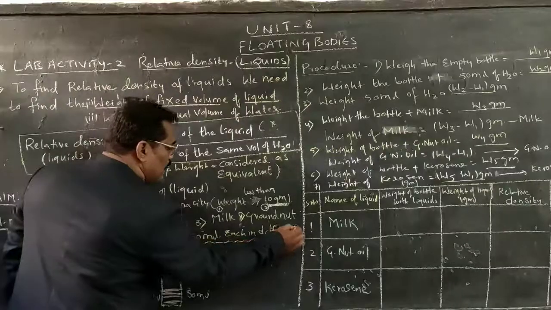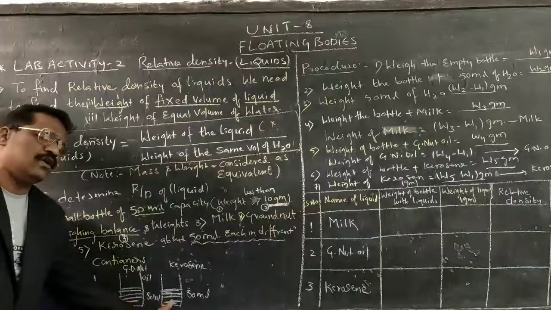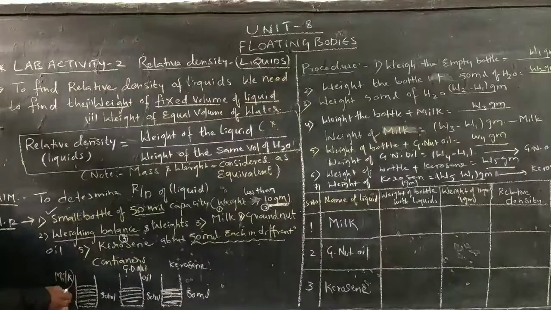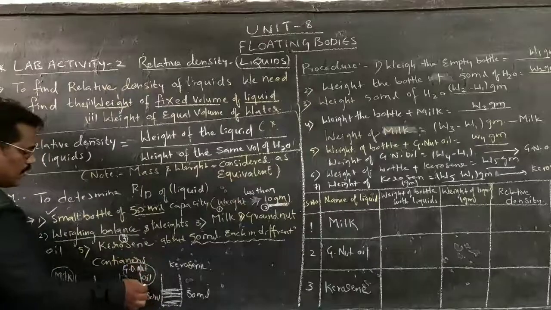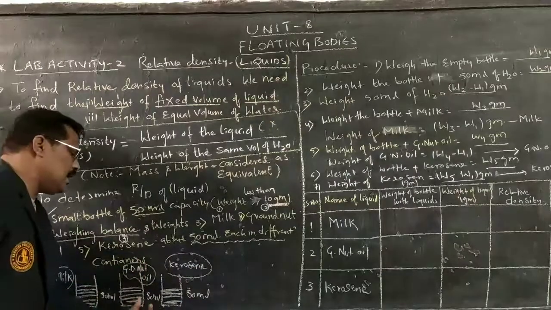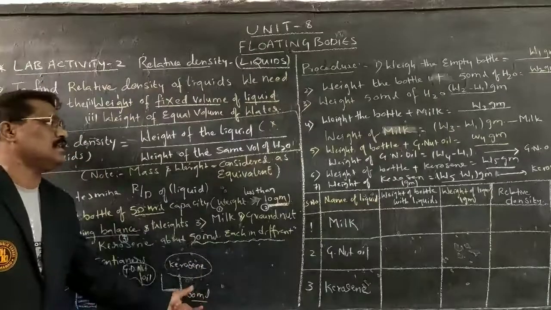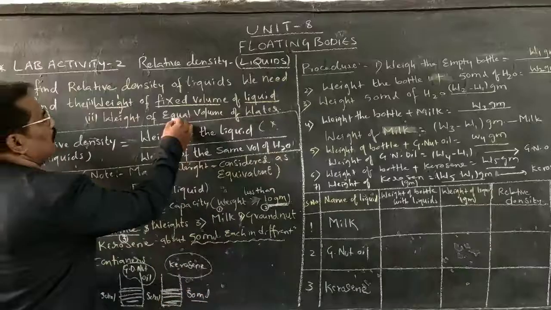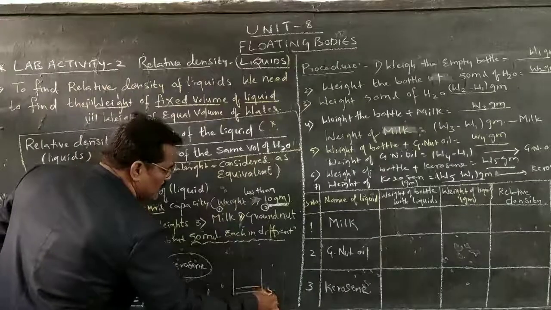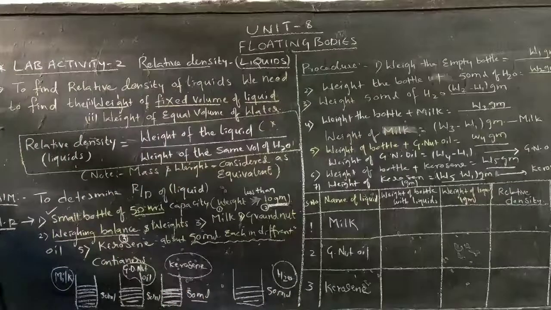We have taken 50 milliliter of each in different containers. See, I have taken container 1, container 2, container 3. In one container I have taken milk, in another groundnut oil, and in another kerosene. So the different containers have 50 milliliter of the concerned liquid substances. And an equivalent volume of water also we have taken: 50 milliliter of water.